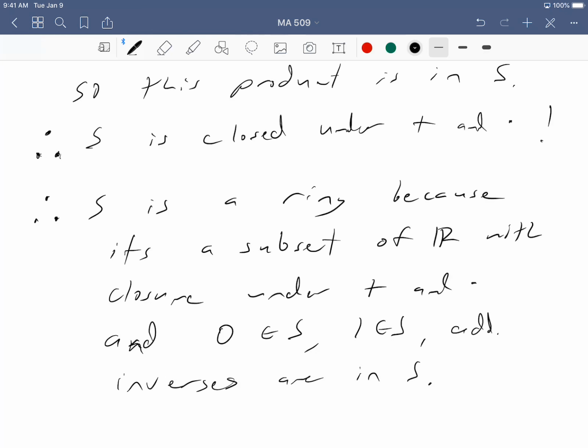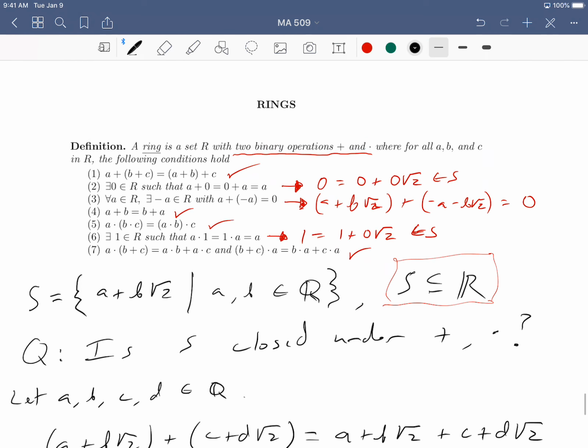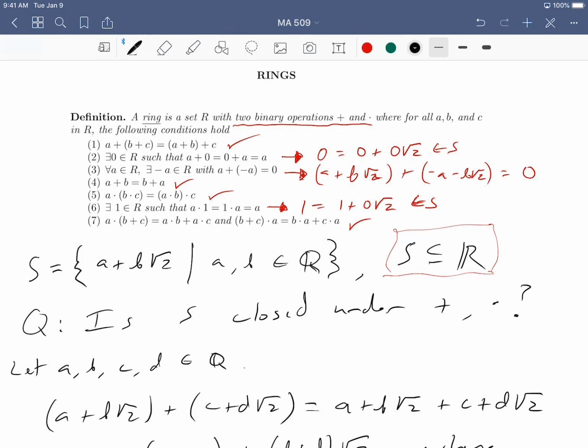Okay, and then the rest of the properties just held because it was just real numbers adding and multiplying. So we will see some more results like this later on, where we can exploit the fact that we're just talking about real numbers to skip a lot of the ring property checks.